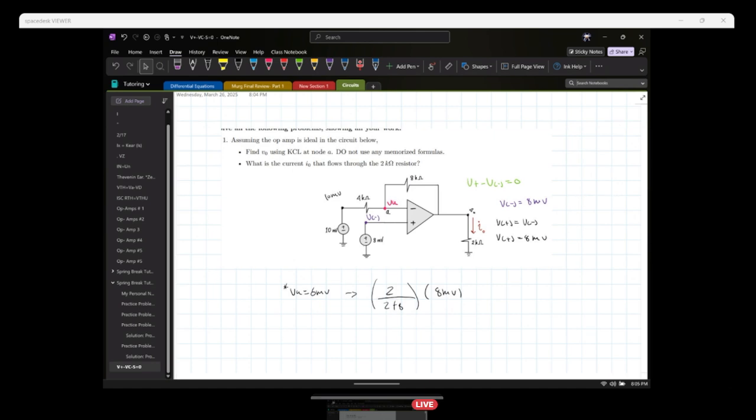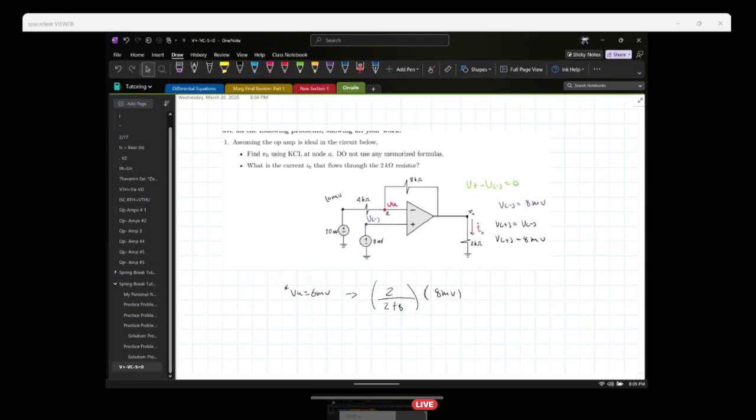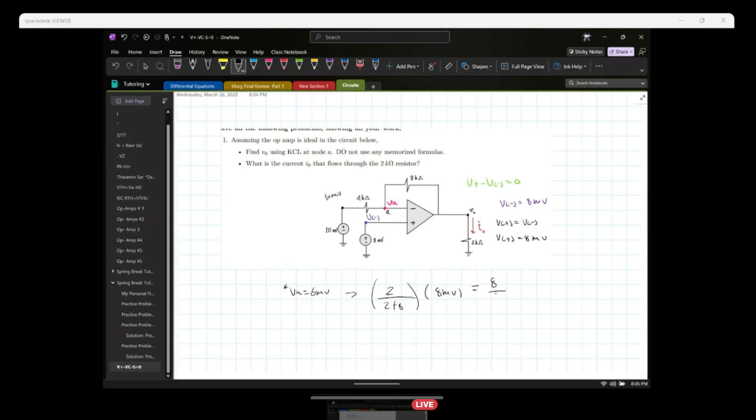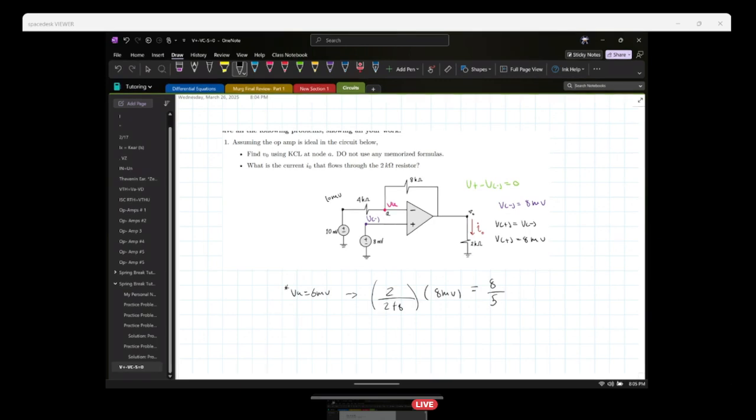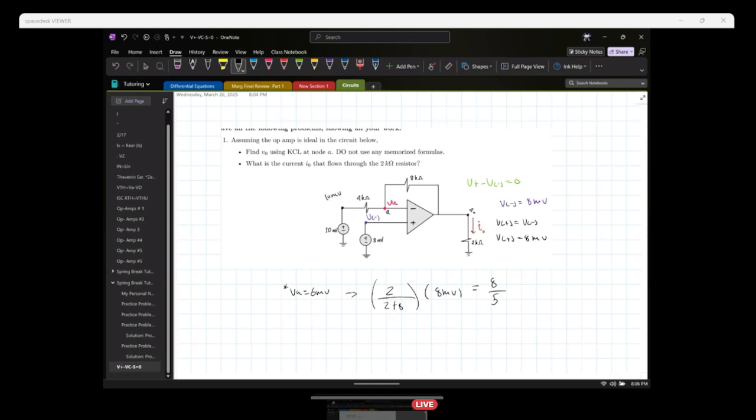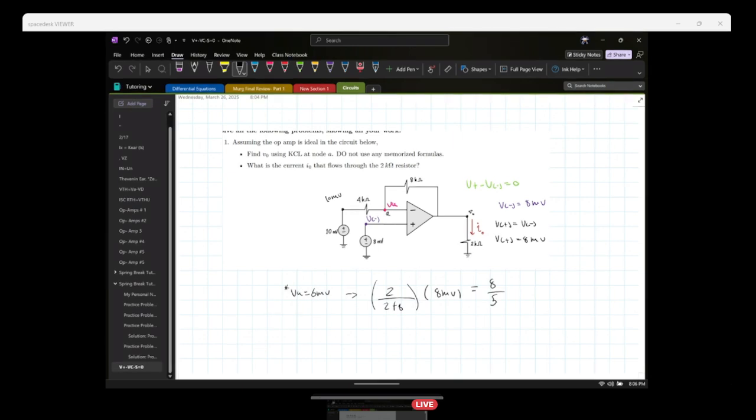Wait, do you have the answer or no? I do not have the answer for this question. I know we did this same thing for the other homework, but let me pull it up really quick. Op amps.